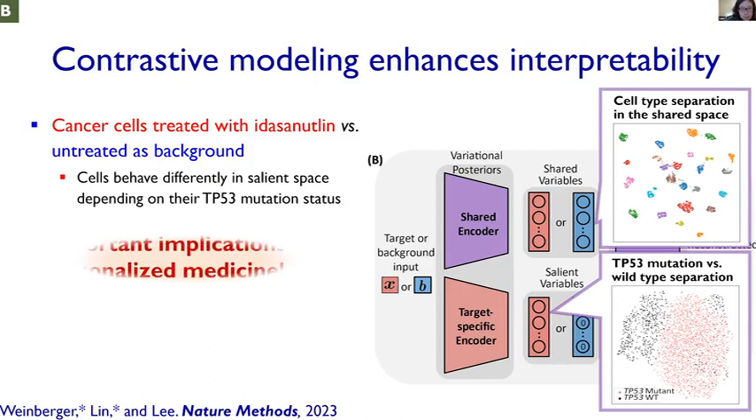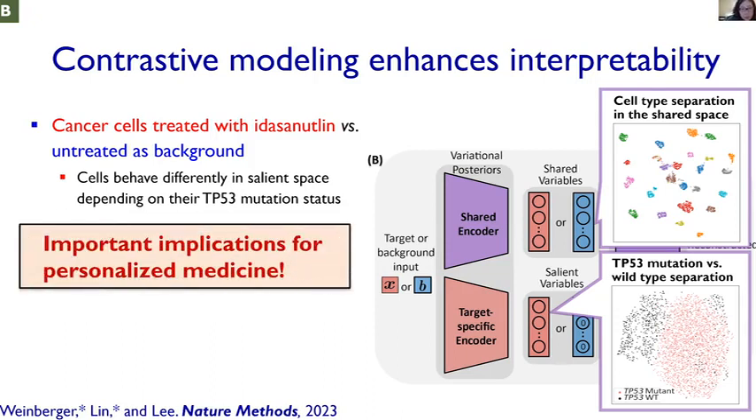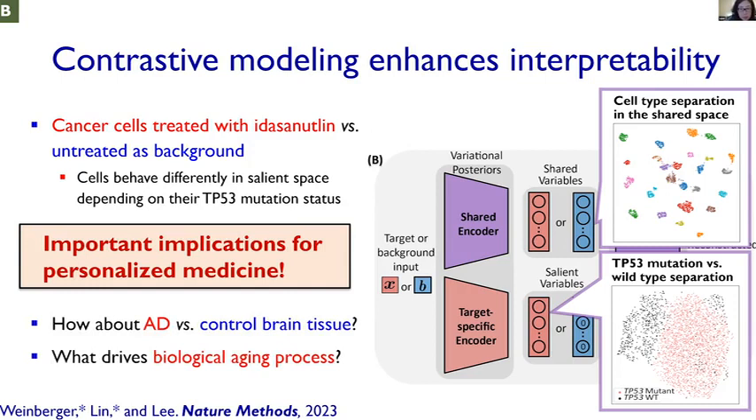So this kind of finding is extremely important for personalized medicine. TP53 is known to affect how patients respond differently to this drug depending on this mutational status. So we are continuing our research to understand the single cell level molecular signature underlying neurodegeneration, and treated versus control can also mean something like aged versus young, to understand the biological aging process better.